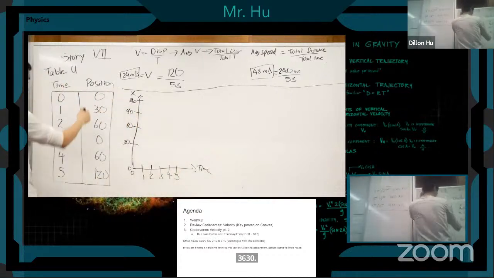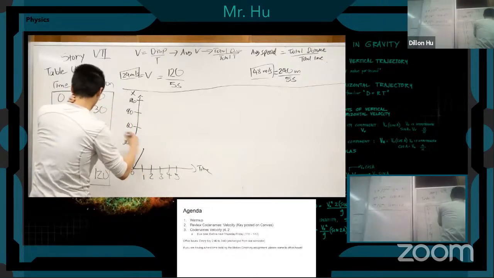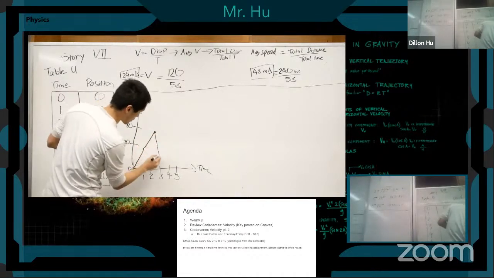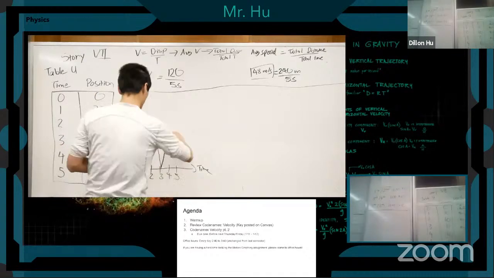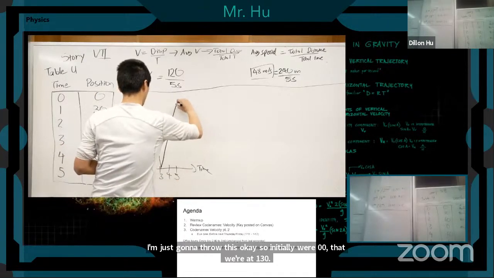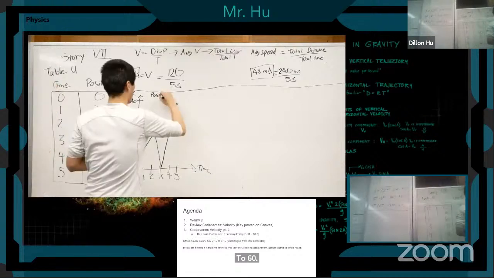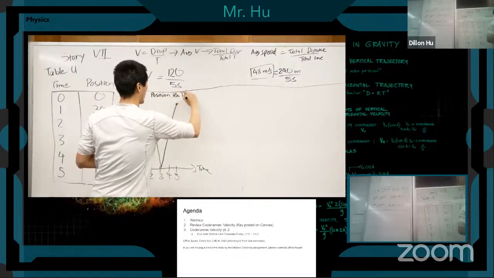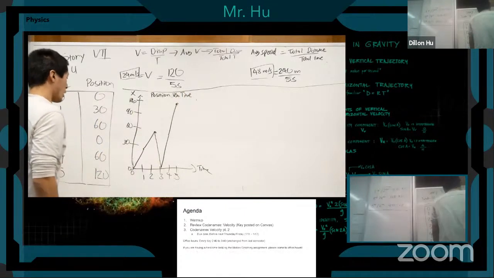I'm just going to draw this. Initially we're at 0, 0, then we're at 1, 30, then we're at 2, 60, then we go back to 0, and then we go up to 60. This is what our position versus time graph looks like. If you look at the graph on the key and actually plot it out, the shape of it matches perfectly. The line's a little dense.